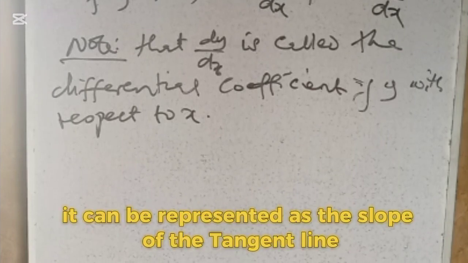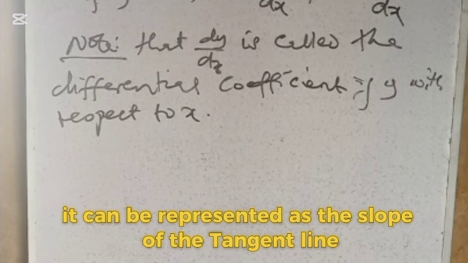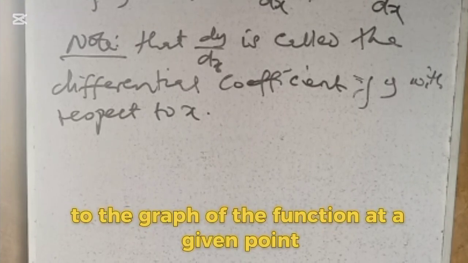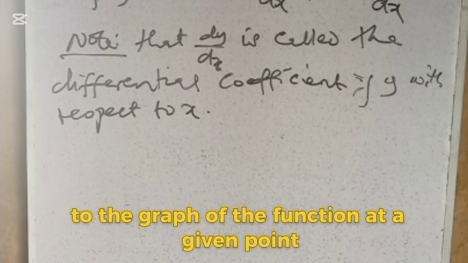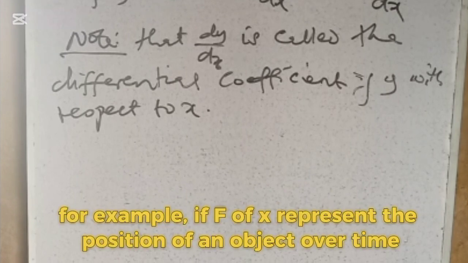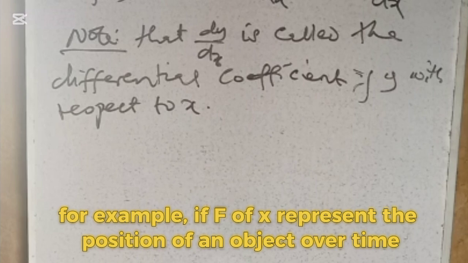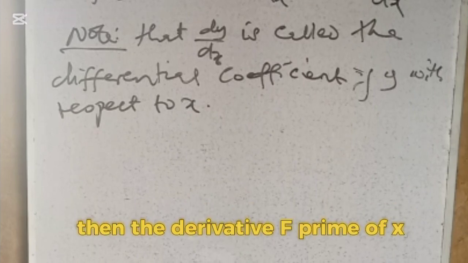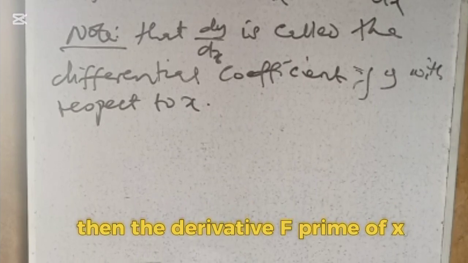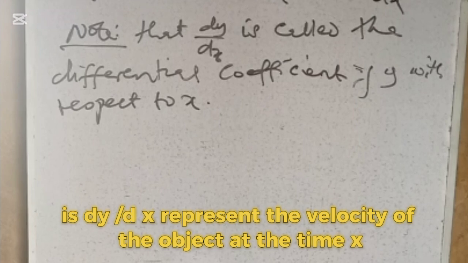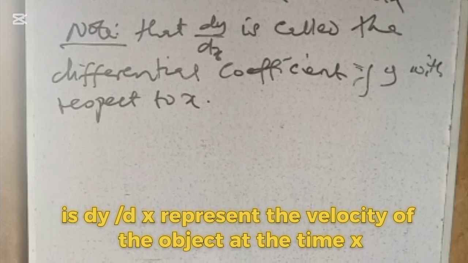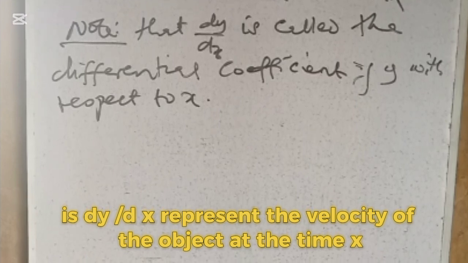It can be represented as the slope of the tangent line to the graph of the function at a given point. For example, if f of x represents the position of an object over time, then the derivative f prime of x, dy/dx, represents the velocity of the object at time x.